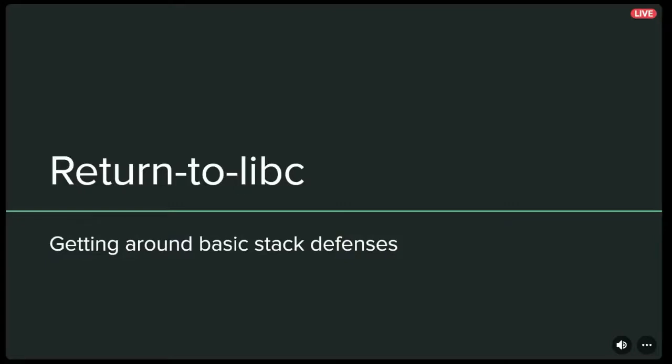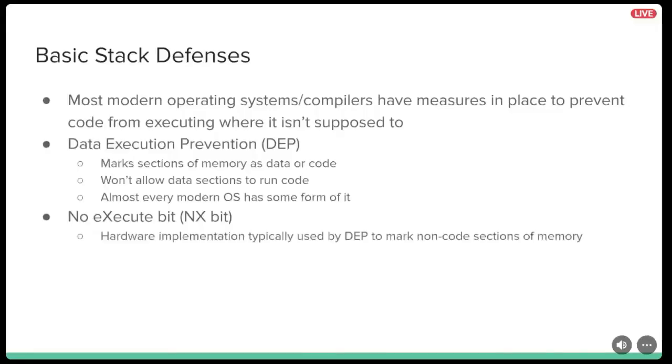So now we're going to talk about another type of attack called a return-to-libc attack. Again, we have been operating in a very, very ideal environment: basically all protections turned off, everything super static, very easy. The real world is much, much more complicated, and there are a lot more defenses in place to mitigate things like buffer overflow and shellcode injection. Most modern operating systems, compilers, pretty much everything will have measures in place to prevent code from running where it isn't supposed to.